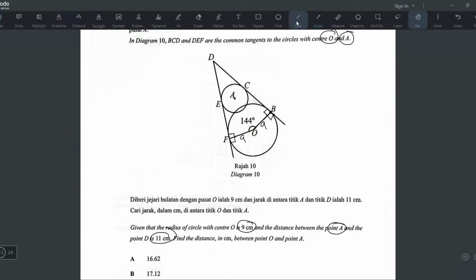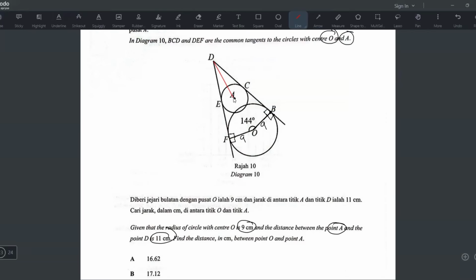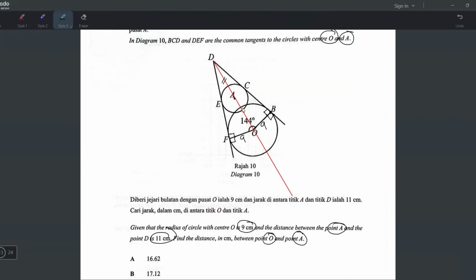Okay, let's draw a line. I don't think I'll draw it all the way, I will just extend it until here. So this one is 11 from A to D. Find the distance between O and A. O and A, so it's this right here.